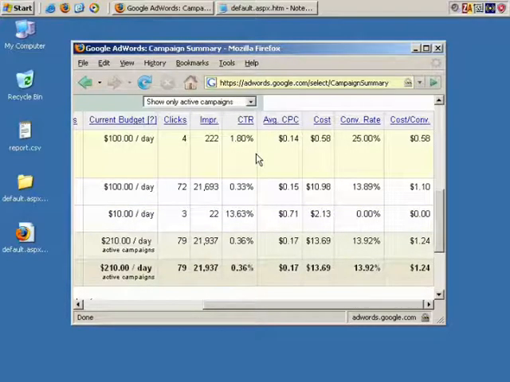As you can see, 222 impressions, 4 clicks, a click-through ratio of 1.8%, average cost per click is 14 cents, cost is 58 cents, and then importantly, the conversion rate from a click to someone who takes the action I want, which is to get someone to sign up for a newsletter, is 25%. And each of these conversions then has cost me 58 cents.